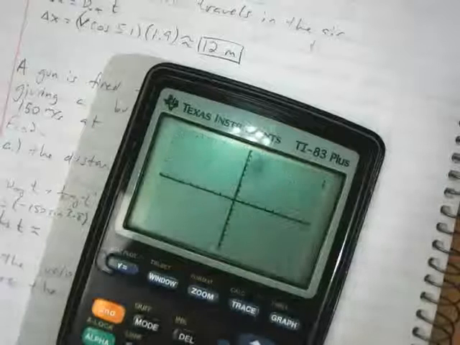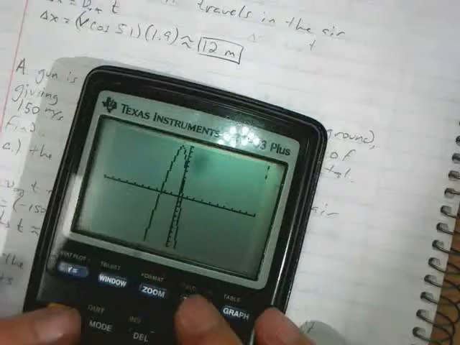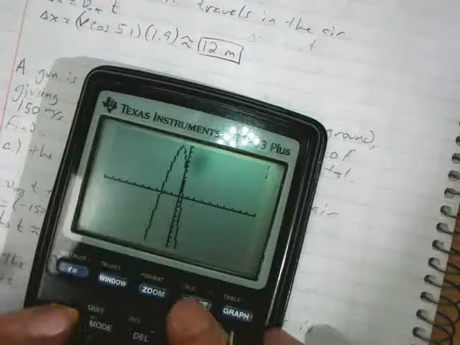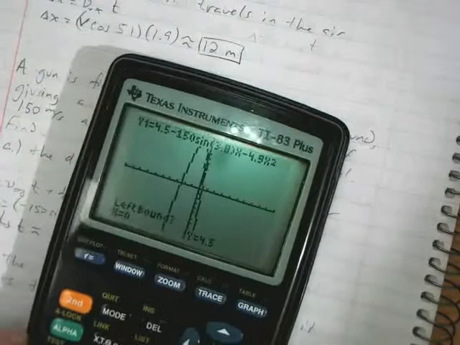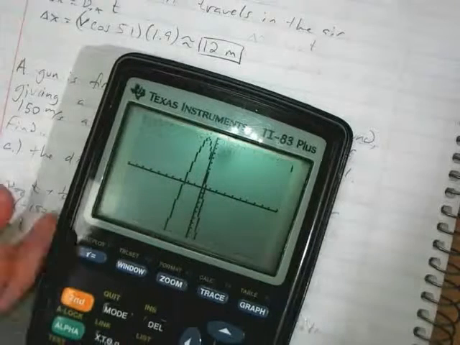We graph that, and we see that our bullet hits the ground very quickly, which makes sense because it's a bullet being fired downward at an angle. So it makes sense that the amount of time it would take to hit the ground would be pretty small.